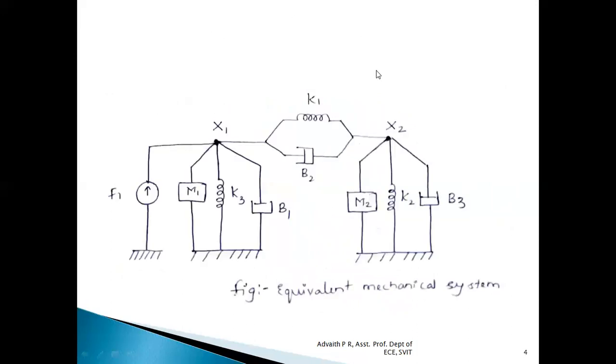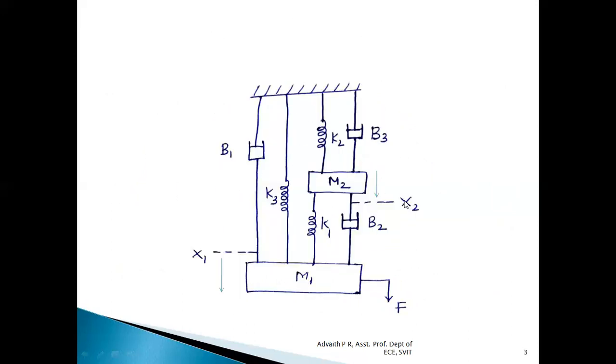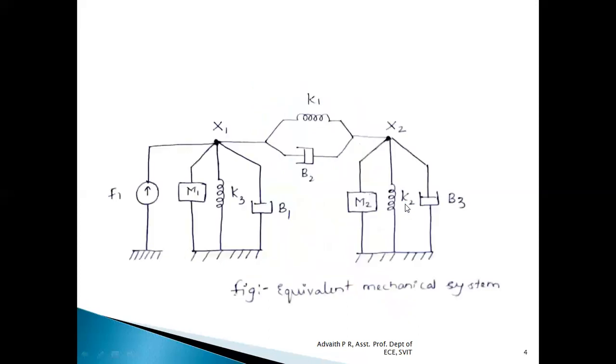Similarly, if we observe displacement x2, mass m2, k2 and b3 are completely under the influence of displacement x2. The same thing is written here. m2, k2 and b3, one end is connected to x2, the other end is connected to rigid support. So these three elements are completely under the influence of displacement x2, which are in turn connected in parallel.